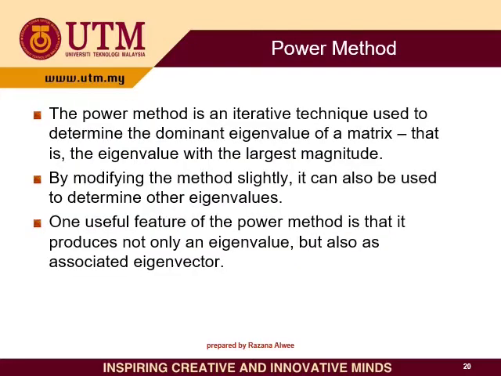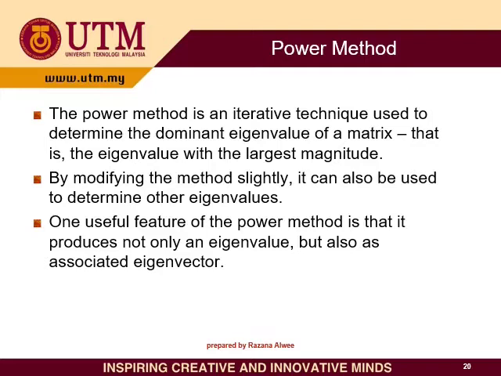So if you want to proceed to find a more precise value of the eigenvalue, then we will use our power method here, which will give us a more accurate value of our eigenvalue. As you can see here, the power method is an iterative technique, so it is quite the same because this is a numerical method, right? It's the same as your chapter 6, where it is iterative. You need to do it again and again until the error where you can stop. By modifying the method slightly, it can be used to determine other eigenvalues.